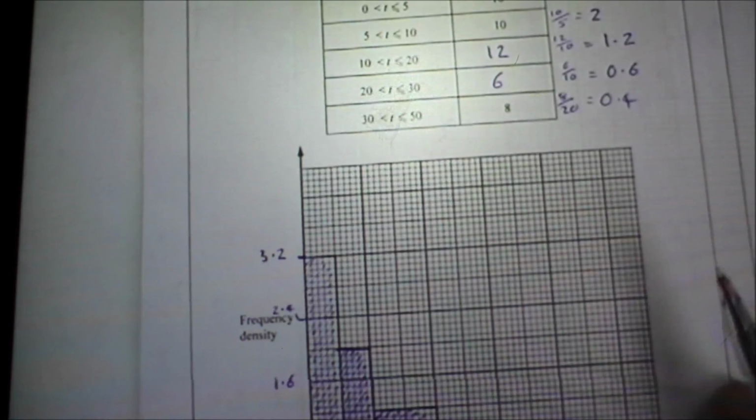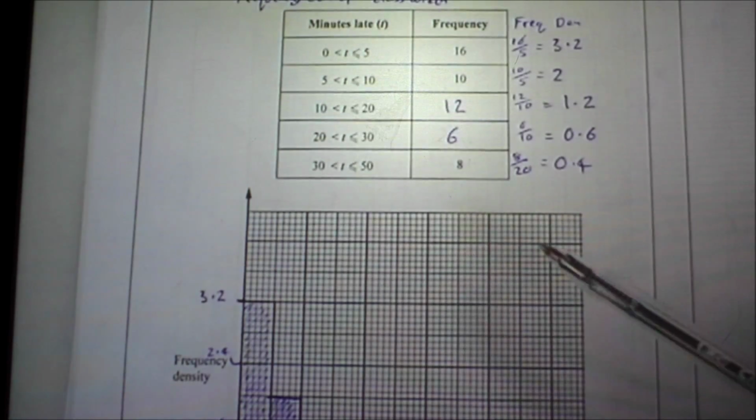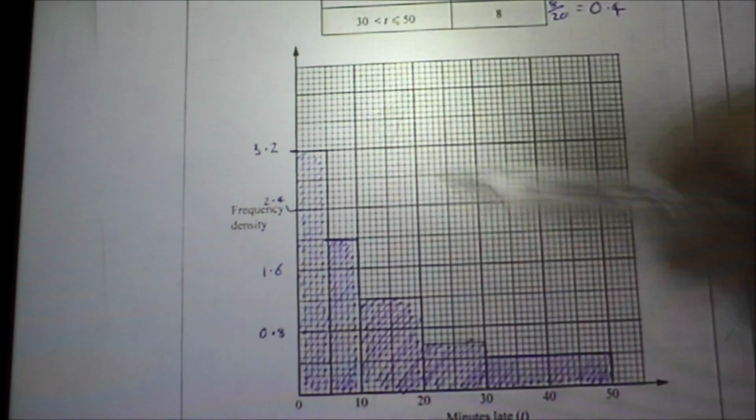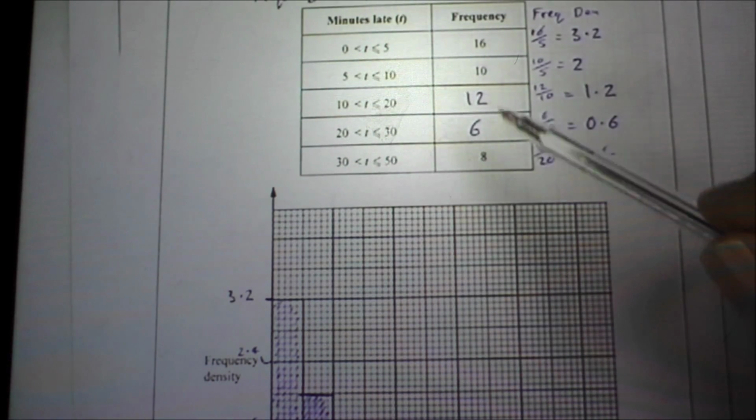Question number 6. Some trains from Manchester to London were late. The incomplete table and histogram gives out. Okay, so frequency density is frequency over class width. Fill in what you know. So 16 over 5 is 3.2. 10 over 5 is 2. 8 over 20 is 0.4. And start putting those bits of data on, which is there. And obviously you've got to set your own scale here, which shouldn't be too much of a problem.